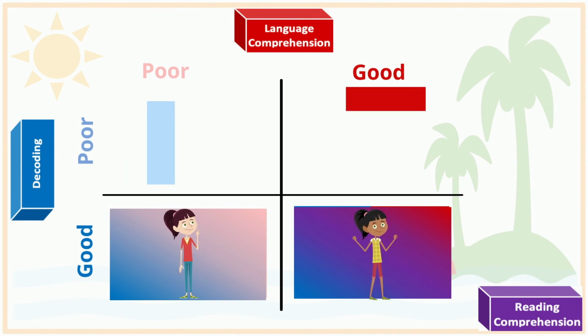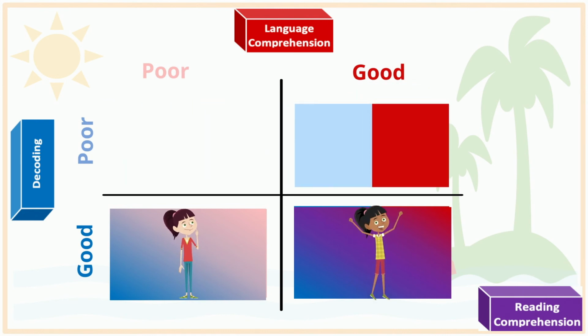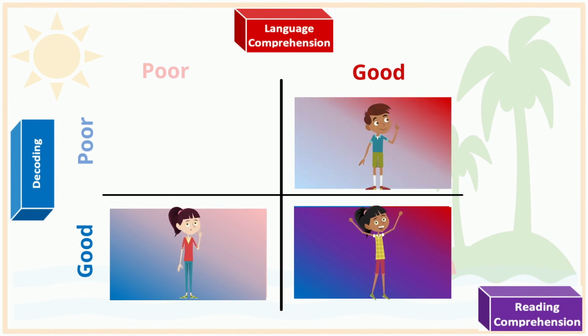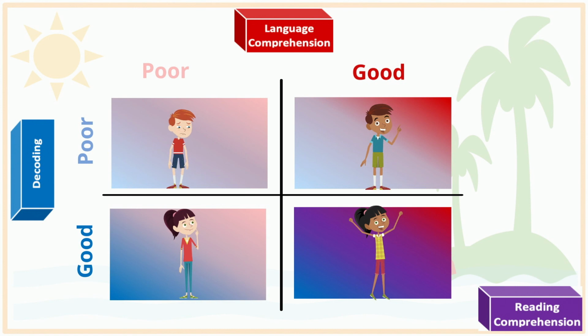The third profile includes students who have poor decoding skills and good language comprehension skills. These students struggle to read words, but have a stronger understanding of comprehension. The fourth profile includes students who have both poor decoding skills and poor language comprehension skills. Students in this profile struggle to decode words and understand the meaning of what they read.